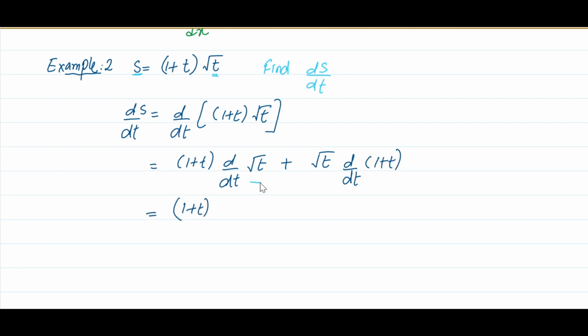And next we need to apply the derivative of square root of t. Square root of t means t raised to power 1 by 2. So use the power rule. Power will be 1 half, and 1 minus from the power, 1 by 2 minus 1. And same on the second part, square root t as it is, and the derivative of 1 plus t will be 0 plus 1. Because we are taking the derivative with respect to t, so derivative of t would be 1. And now it's time to simplify.